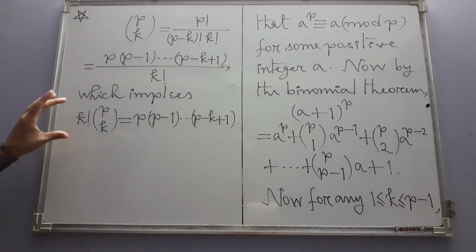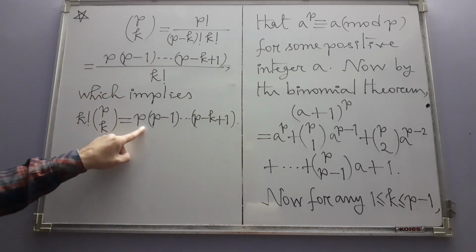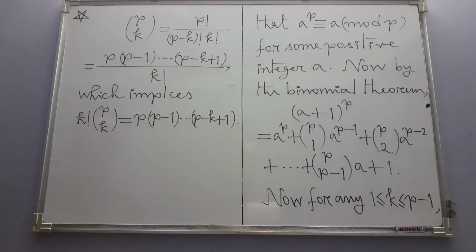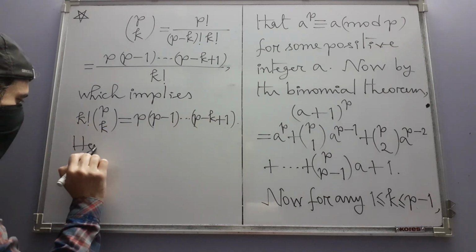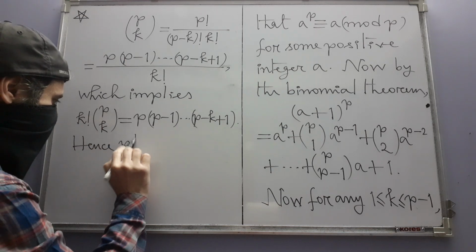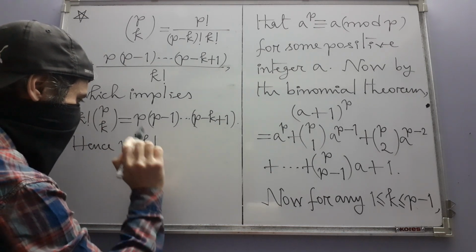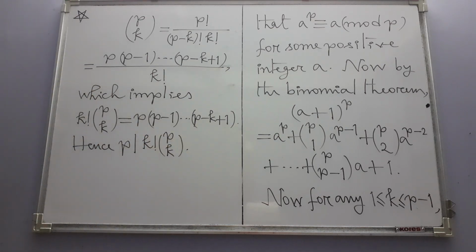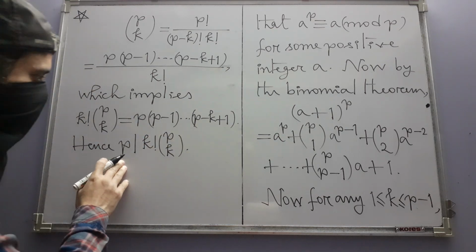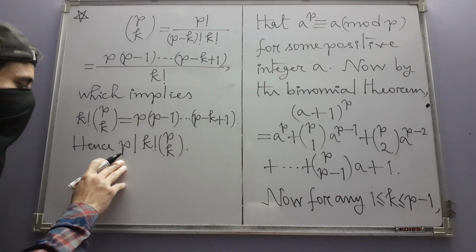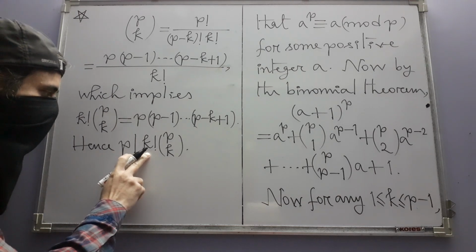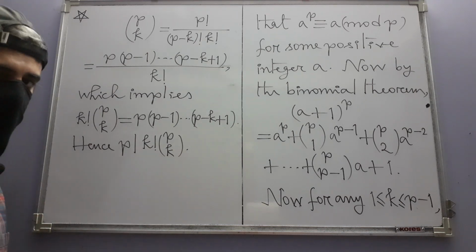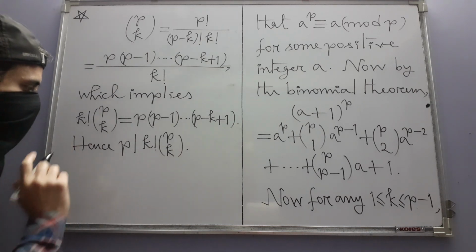So you can clearly see that this is equal to p times an integer. So p divides this. Hence, p divides k factorial times p choose k. Now, since p is a prime, we know from a previous result that then p has to divide either k factorial or this one, at least one of these two. It may divide both of them also, but at least one must be divisible by p.